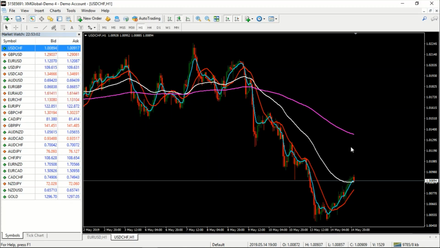So when the red and the aqua line are both below the white and the magenta line, it shows us that we are currently in a bearish market. When the aqua and red line are both above the magenta and white line, we are then in a bullish market, so it would just be the inverse, or the opposite.